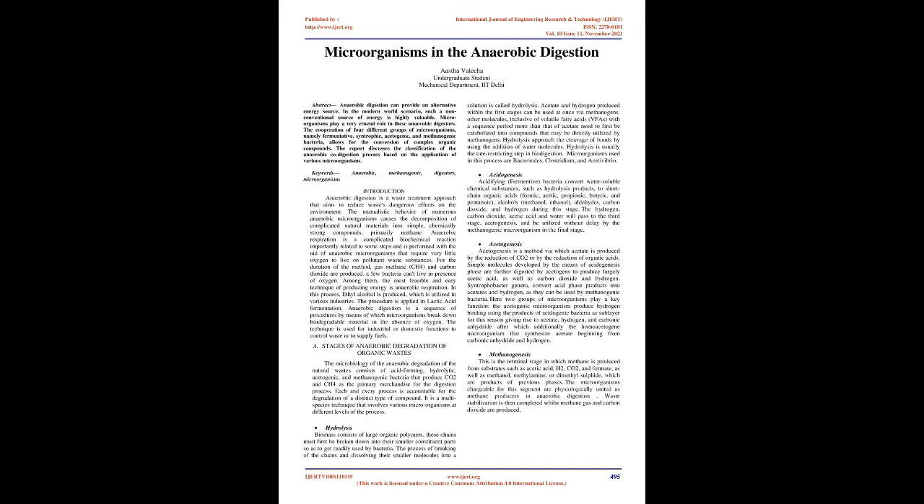For the duration of the method, gas methane, CH4, and carbon dioxide are produced. A few bacteria can't live in presence of oxygen. Among them, the most feasible and easy technique of producing energy is anaerobic respiration. In this process, ethyl alcohol is produced, which is utilized in various industries. The procedure is applied in lactic acid fermentation.